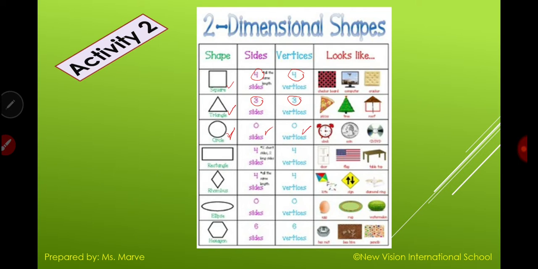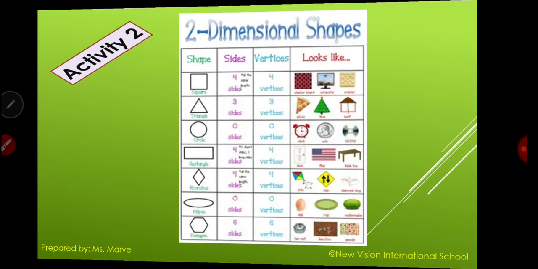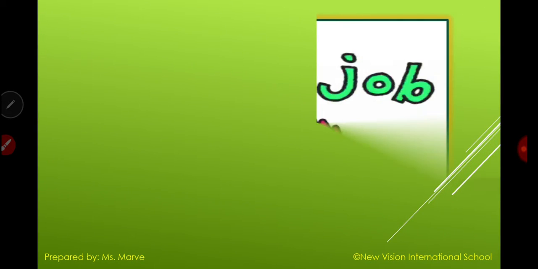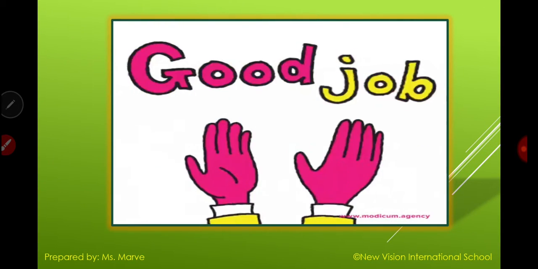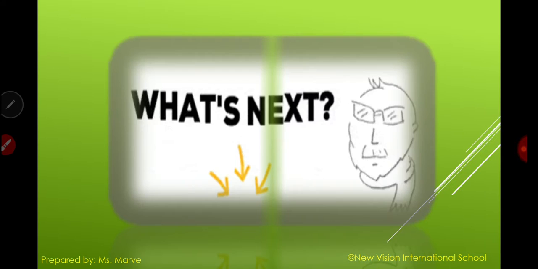I want to check here. And the shape next to it, can you answer it? Very good. It has 4 sides and 4 vertices. How about the rhombus and the hexagon? Good job. Next, let's go to another one.